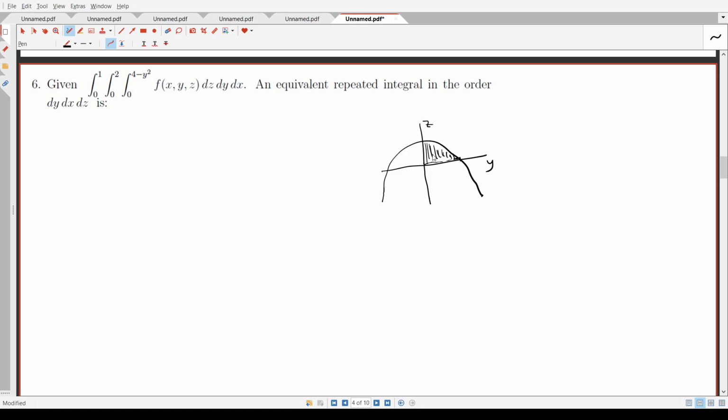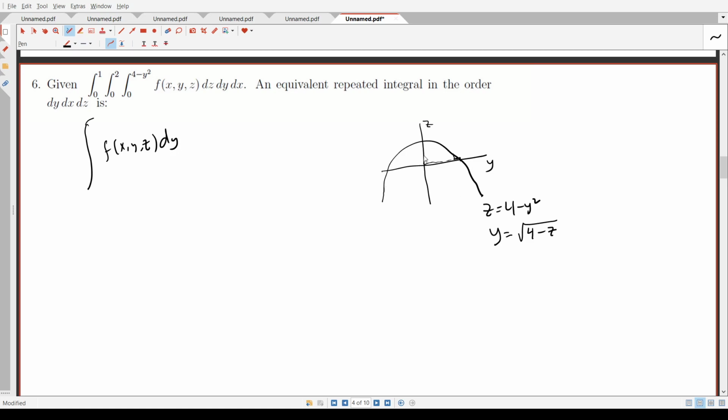So I want to rewrite this first as an integral. I want to first integrate with respect to y, because that's what the question asks, right? dy. So this is the curve z equals 4 minus y squared. I can rewrite this as the curve y equals square root of 4 minus z.